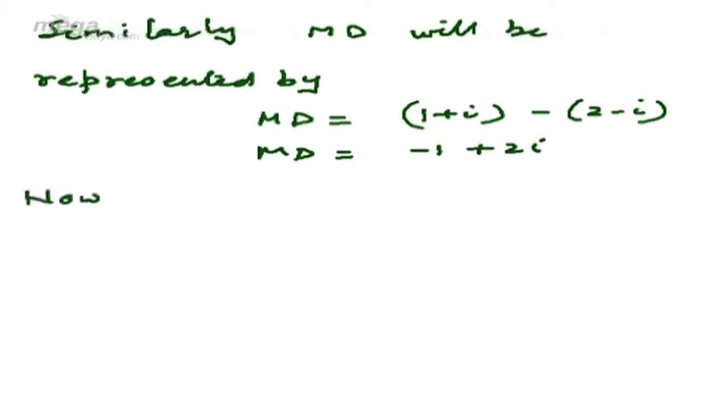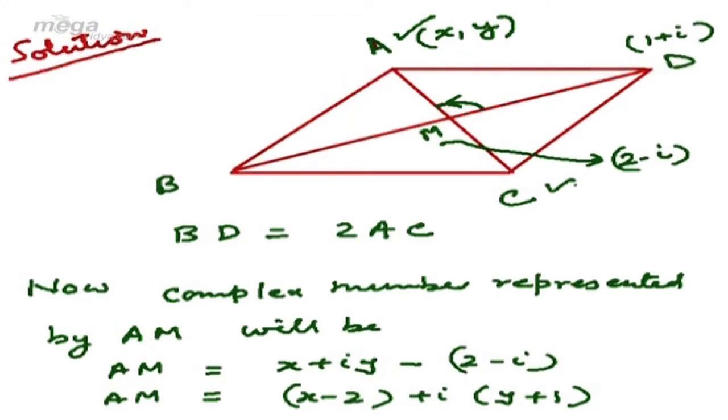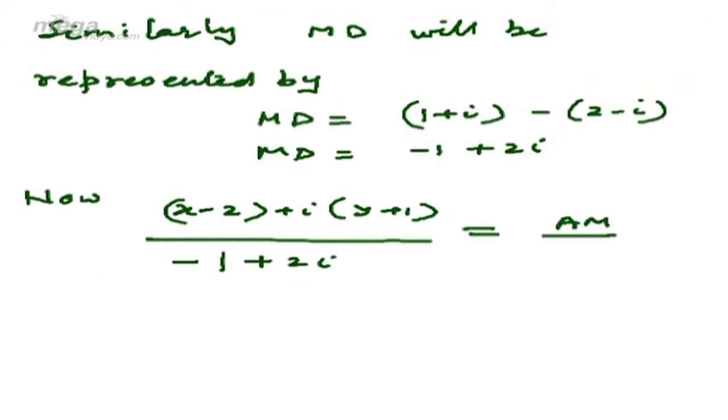Now, the final position, that is x minus 2 plus i times y plus 1, divided by the initial position, that is minus 1 plus 2i, is equal to the length of the final position AM divided by MD into e to the power i pi by 2. Because pi by 2 is the angle through which we rotated the MD line in the direction of AM.